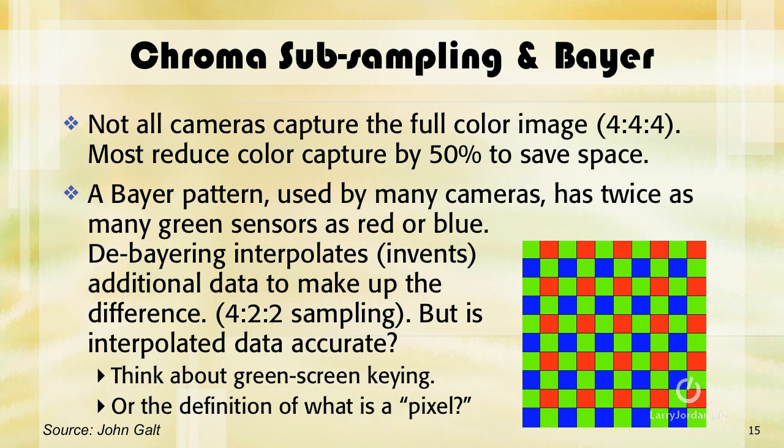Now think about green screen keying. In a green screen key, we need to see really clear edges. But if half our color information's been invented, how accurate is the green screen key? It also begs the larger question of what's a pixel. Theoretically, a pixel is a single picture element which has unique red, green, and blue components. But in this particular case, we're using pixels to mean sensor sites.